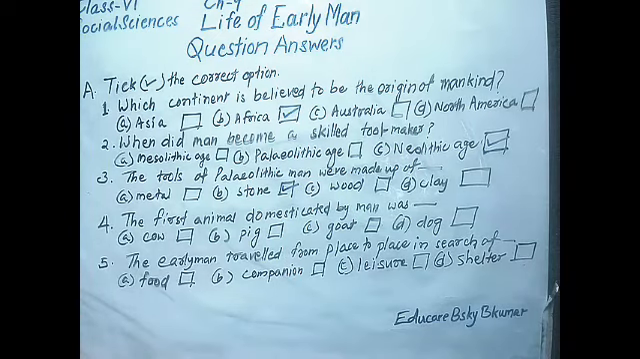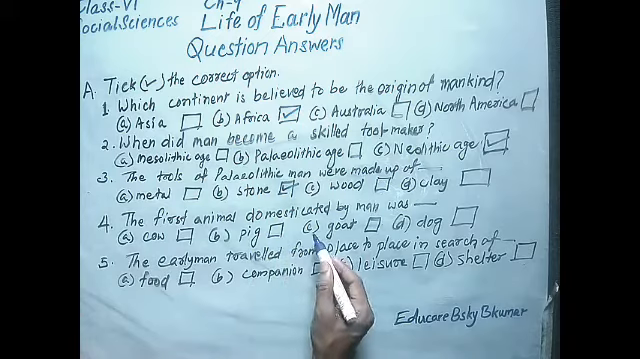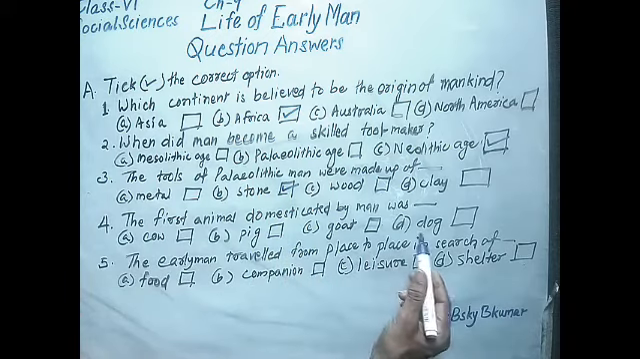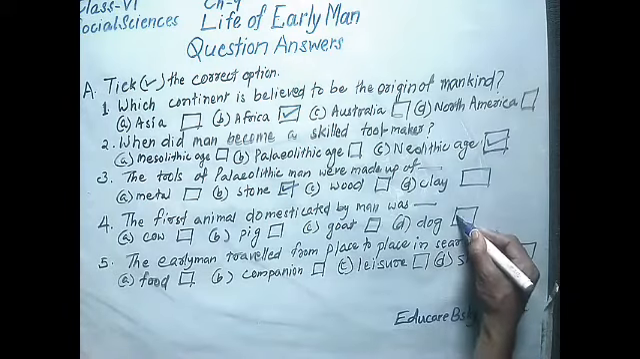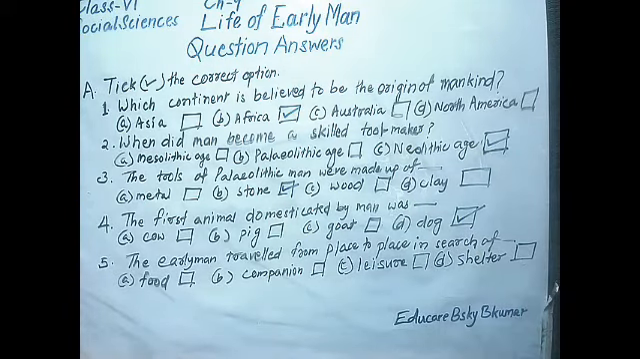Okay, next 4. The first animal domesticated by man was A. cow, B. pig, C. goat and D. dog. So the first animal was dog. D is the correct option.